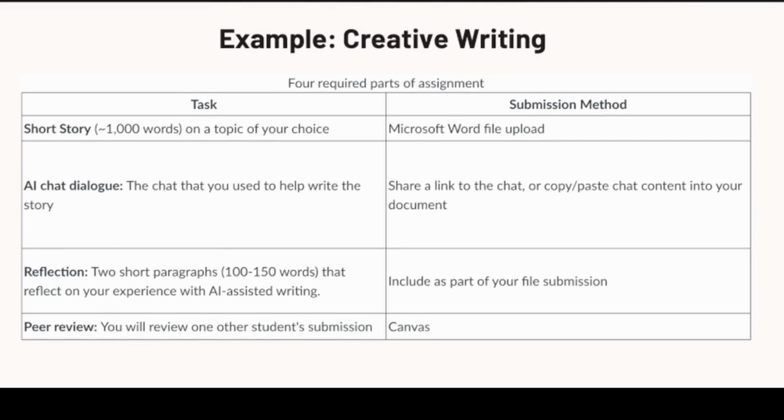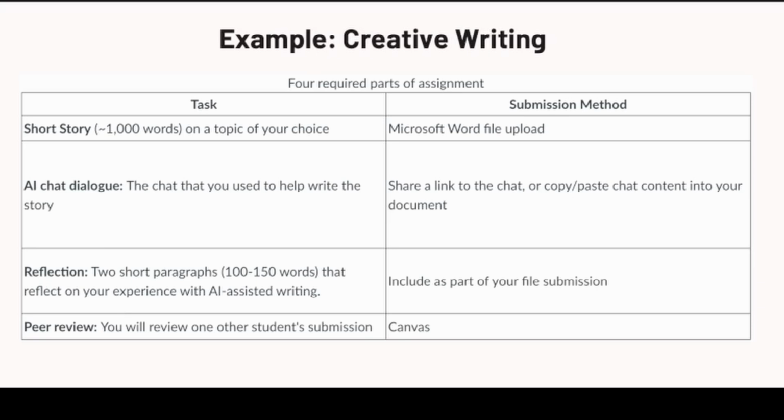This is a creative writing assignment that I use in my prompt engineering class, where they're tasked with creating a short story that they're going to use AI to help them write. So they're required to share the AI chat dialogue that they used to help with that story. Another important point is they're asked to write a short reflection on that process. So how did AI help them? What were the pros and cons?